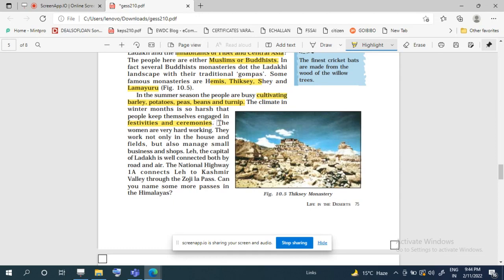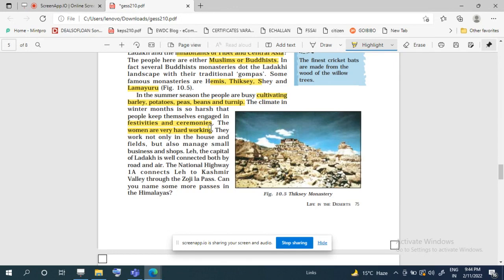And the women here are very hardworking. They not only work in the house and fields, but they also have to manage small businesses and shops, because Ladakh is a tourist place. People from various places come here for the purpose of visiting. So the women manage small businesses and shops.